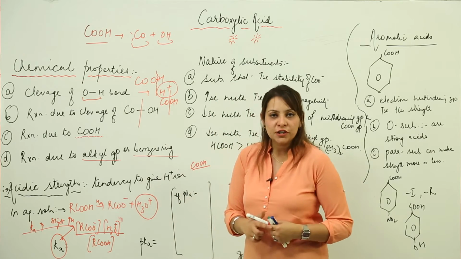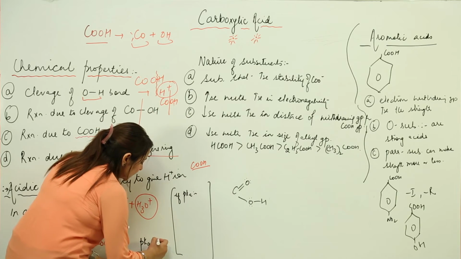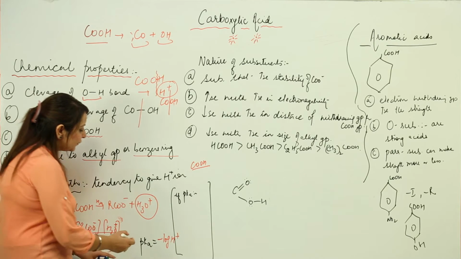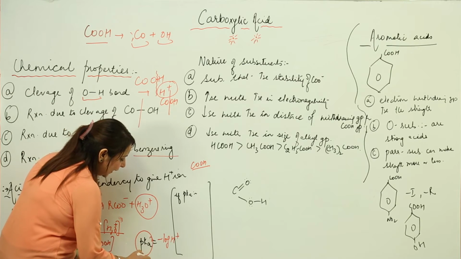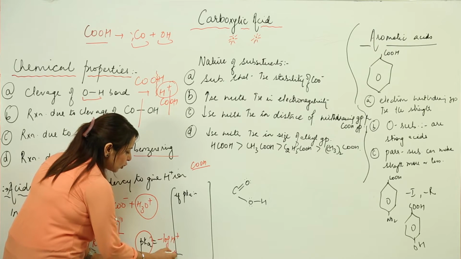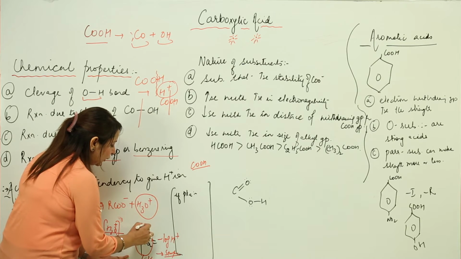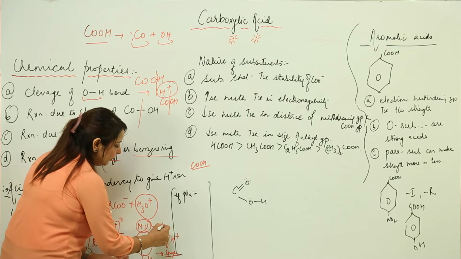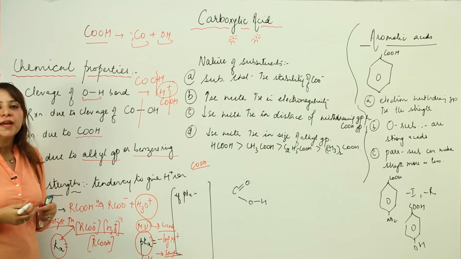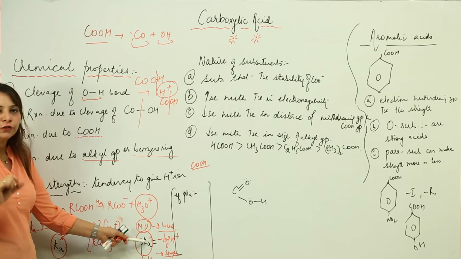We can also talk about the strength of an acid by taking into consideration this expression: pKa is equal to minus log Ka. So the lesser the value of pKa, the stronger is the acid, and vice versa, the greater the value of pKa, the weaker is the acid. So you can talk about the strength by taking into consideration the ionization constant of the acid and also the pKa.